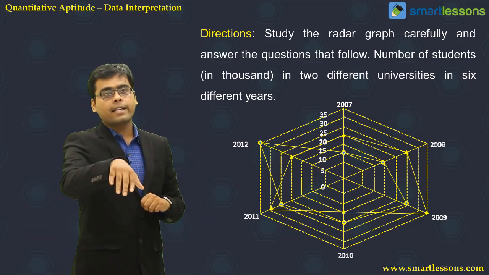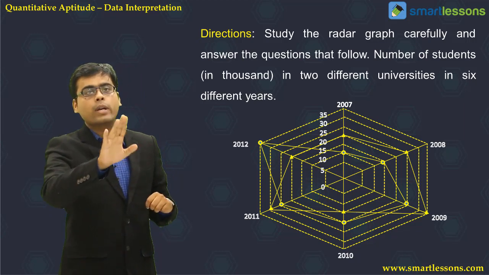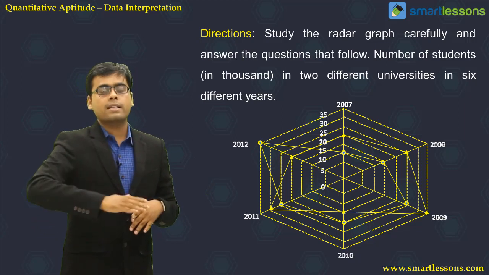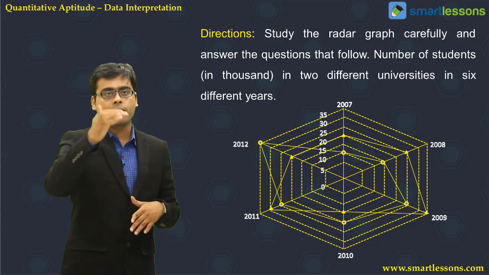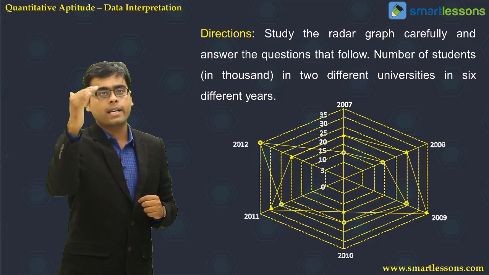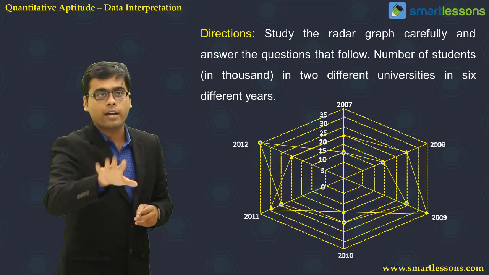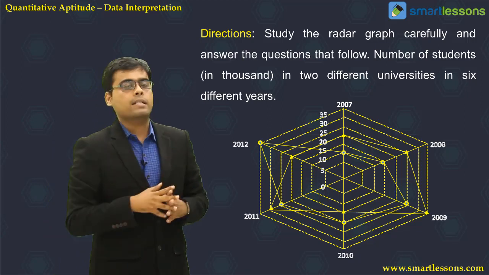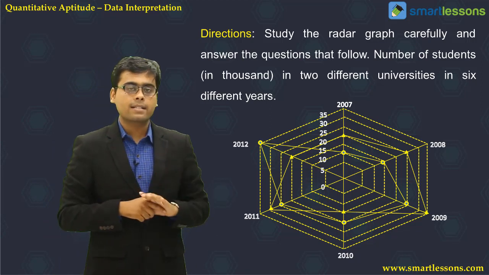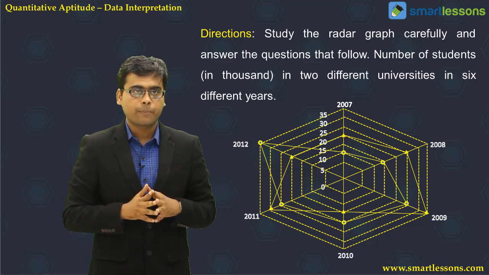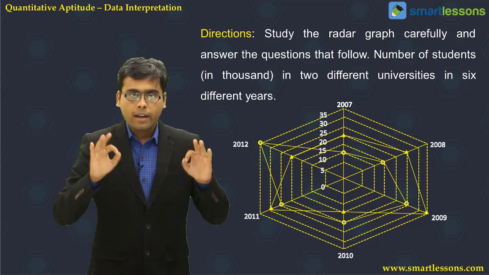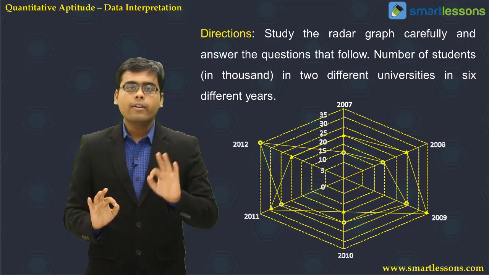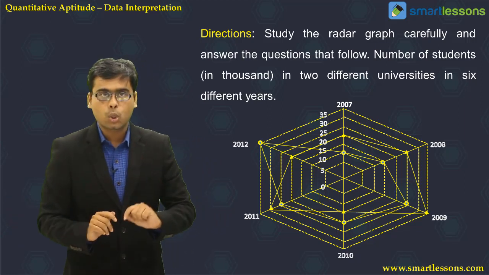Not only that, you have the number of students in 2 different universities. So the number of students are separated like 0, 5, 10, 15, 20, 25, 30, 35. All are in 1000. And you can notice that one circular marking is there and one triangular marking is there. The circular marking represents University 1, triangular marking represents University 2.